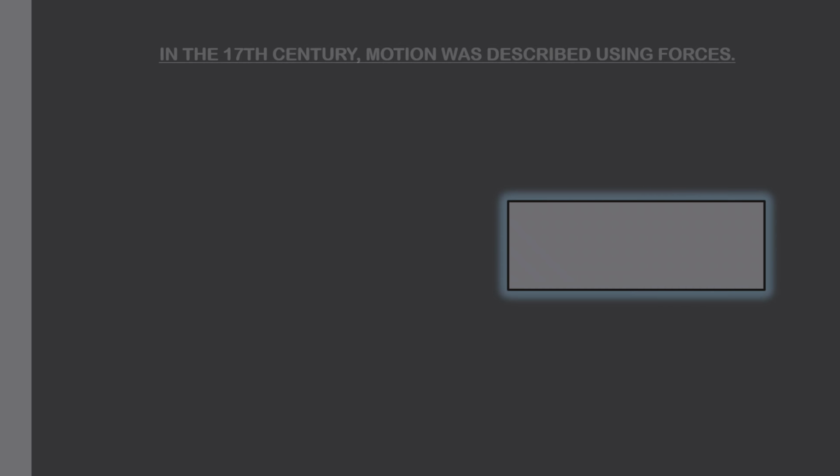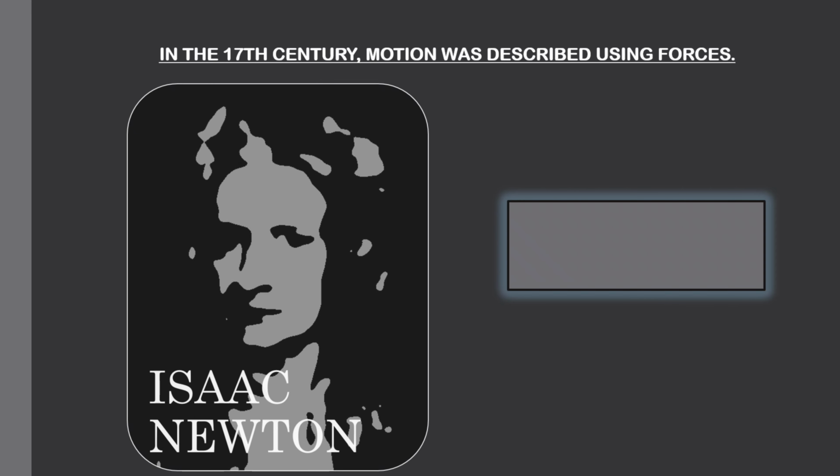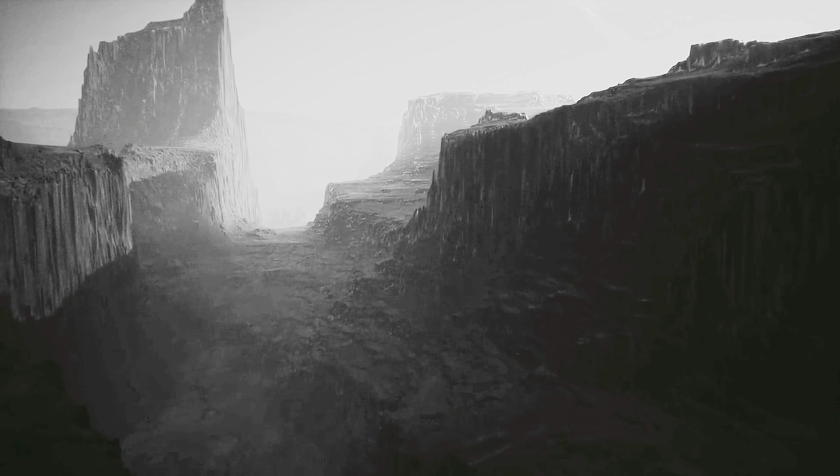In the 17th century, motion was described using forces. This was the world of Isaac Newton. Newton's famous equation, F equals ma, became the foundation of classical mechanics. But 2 centuries later, physicists discovered something deeper, a completely different way to describe motion.